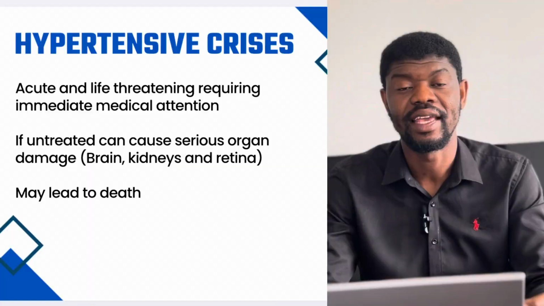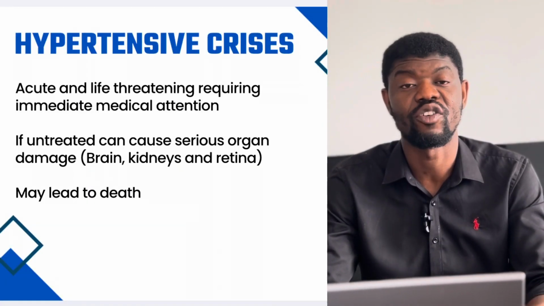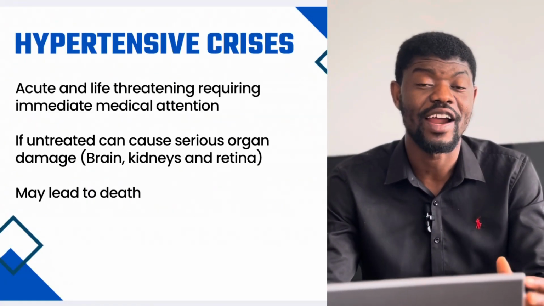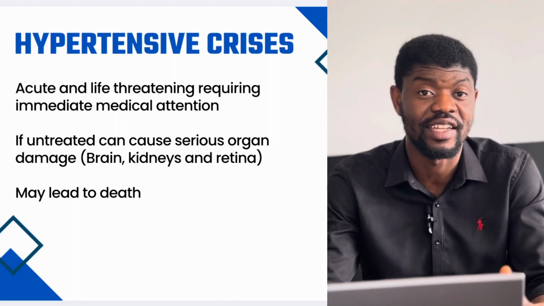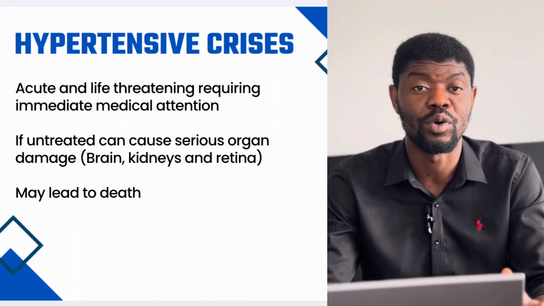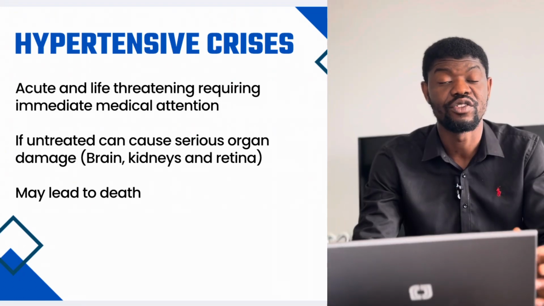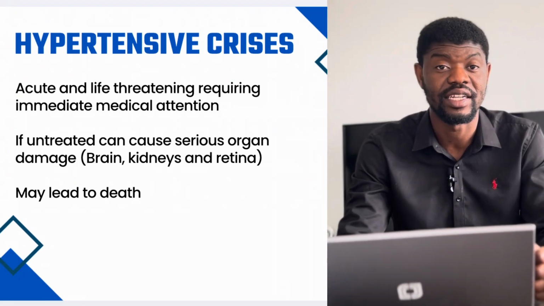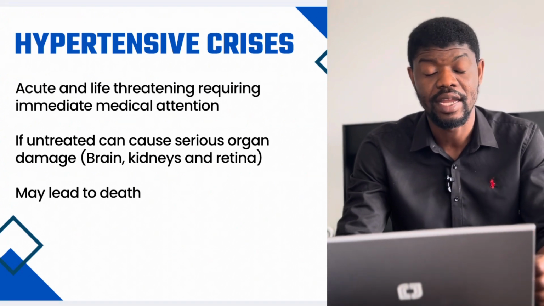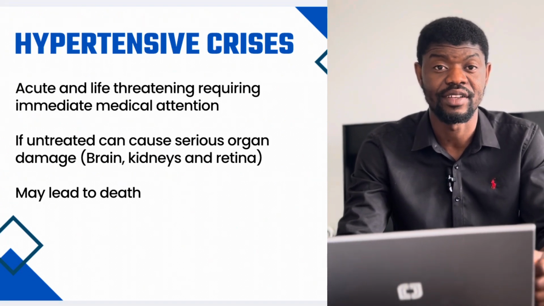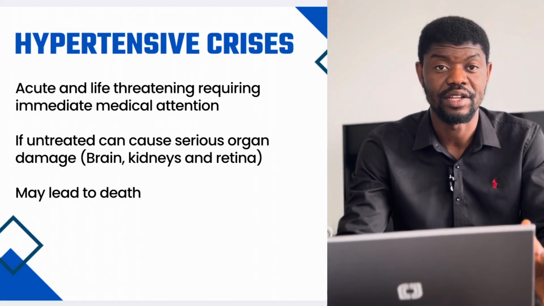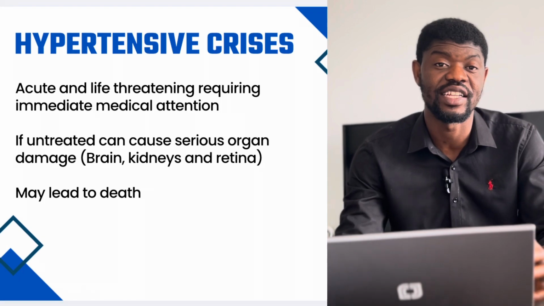Having said this, it is important to know that it is an emergency when someone suffers from hypertensive crisis. Now, the name crisis rings a bell. It tells you that this is something that is very important and needs immediate follow-up. So usually, if left untreated, it can cause severe organ damage. So we're looking at brain, kidney, and sometimes can even affect your eyes and your retina. So it affects your vision and can ultimately lead to death. And so what we want to prevent is a patient getting to the stage where they are in hypertensive crisis.